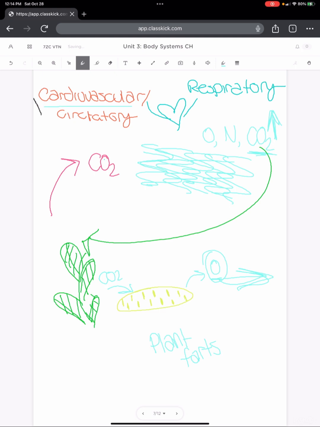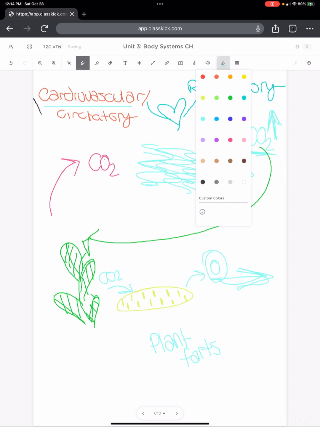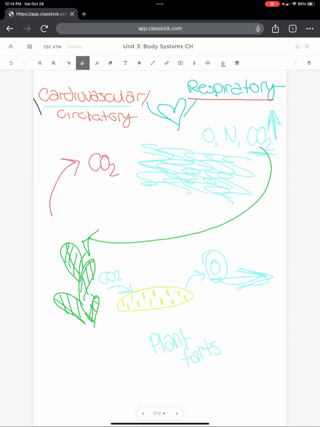The cardiovascular system is required to transport the nutrients that the respiratory system brings in. If that oxygen does not make it via the blood to our tissues, it's GG. Thank you so much.